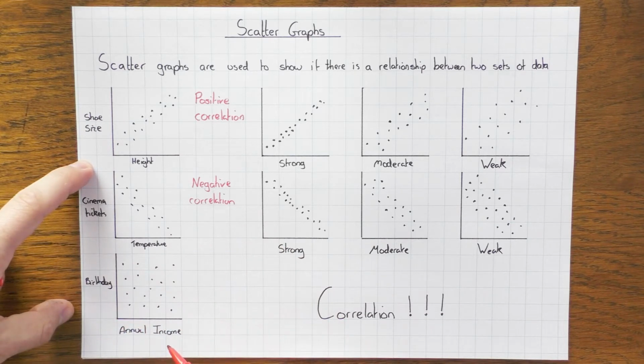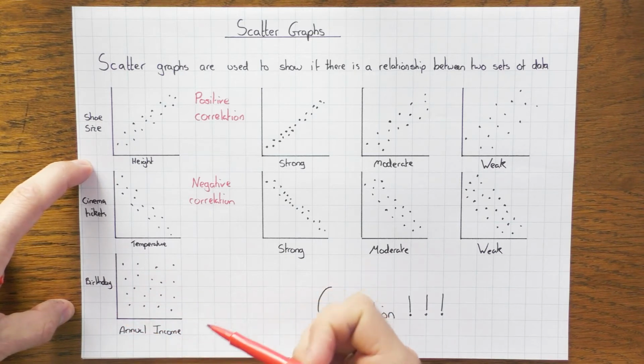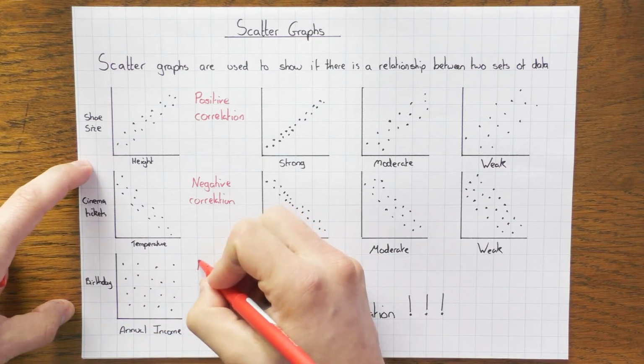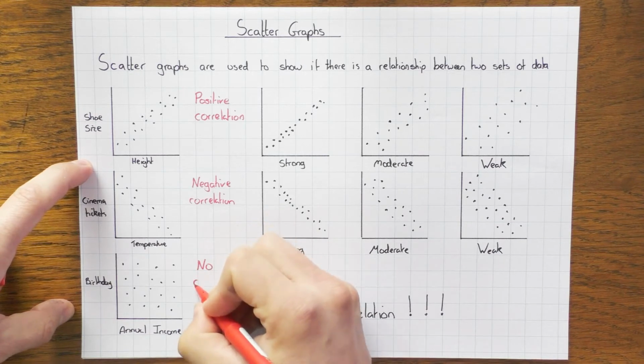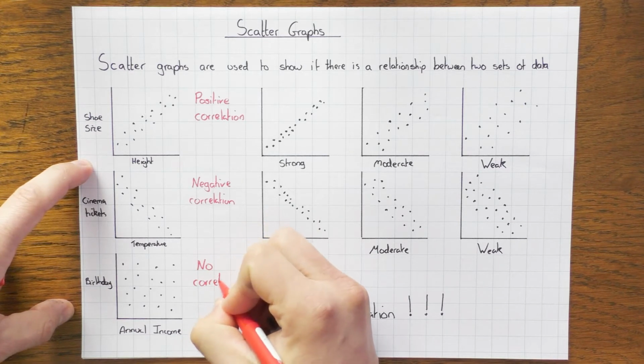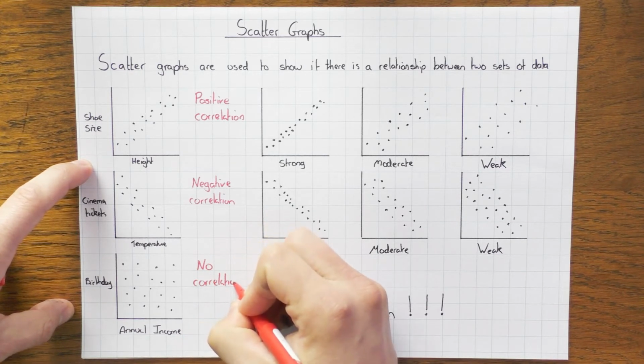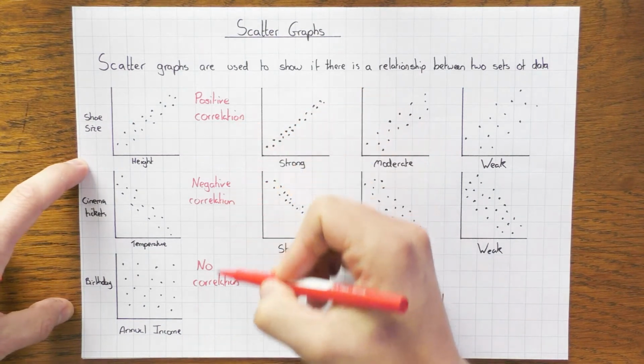And then we've got this one here where we compare two sets of data. So we've got birthday and annual income, and there's just no pattern whatsoever. Nothing's increasing or decreasing. It's completely random. So in that case, we say there's no correlation. But in every single instance, we use that word correlation.